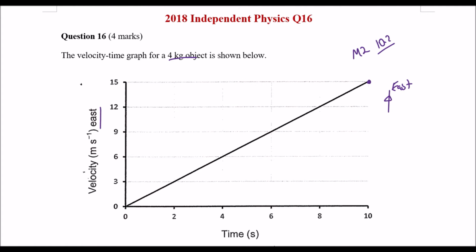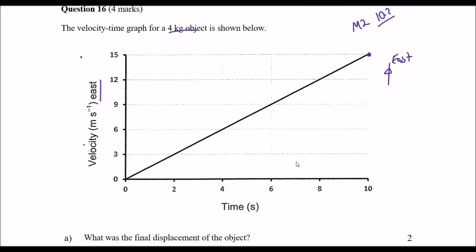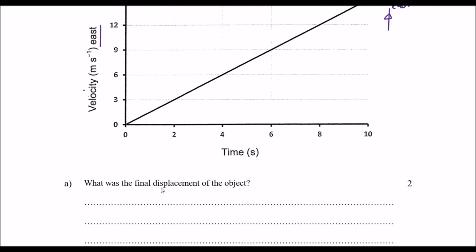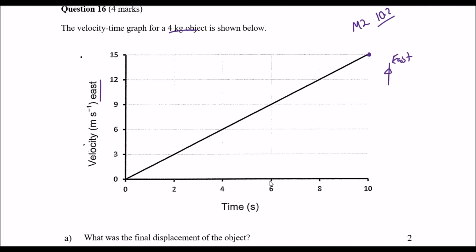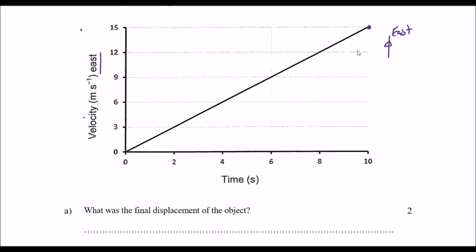We have time as the x-axis, so let's look at what the question's wanting us to do. What was the final displacement of the object? Okay, so the final displacement of the object is going to be the area underneath our line here. So this area is equal to displacement.